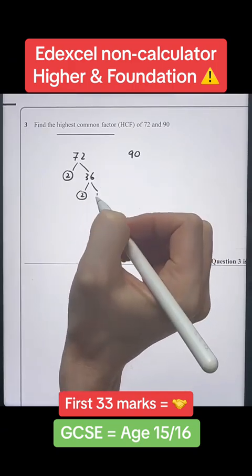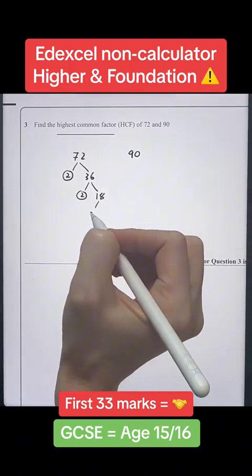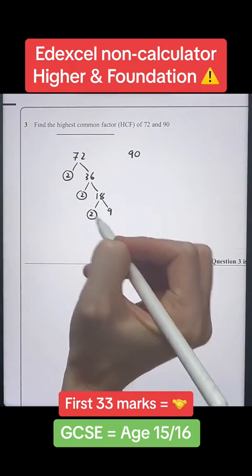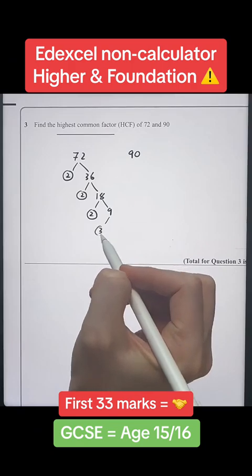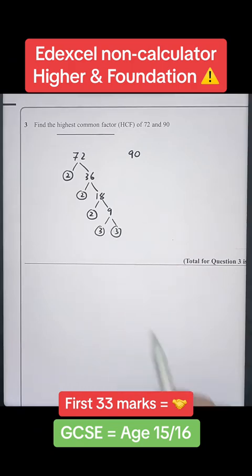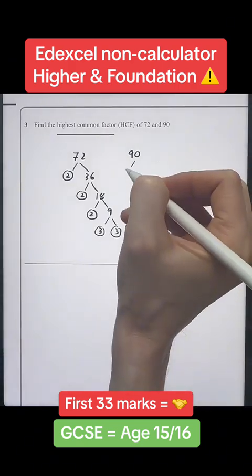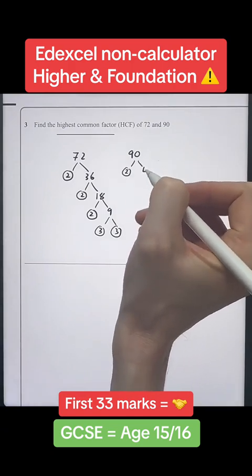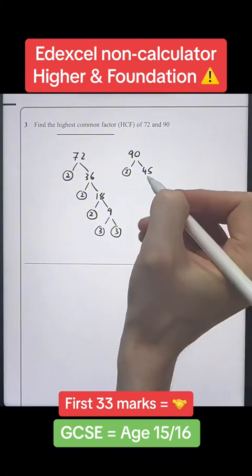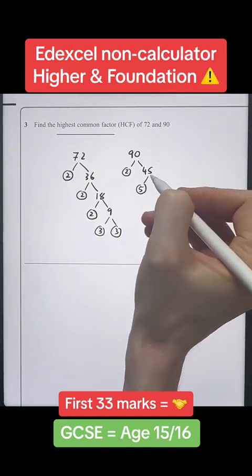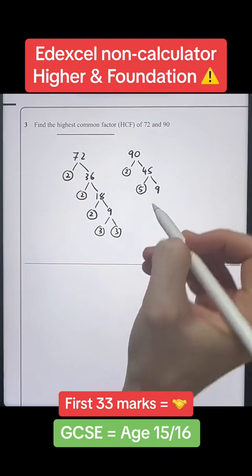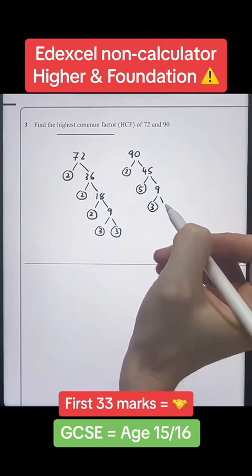2 divided into 36, 18 times. Again, it's even. 2 divided into 18, 9 times. And we know 9 is 3 and 3. And 3 is prime, so we put a ring around each of them. Repeating this for 90, well, again, it's even, so I know 2 divided into 90, 45 times. As it ends in 5, I know 5 is a factor, and 5 is prime, so put a ring around it. 5 divided into 45, 9 times, and again, 9 is 3 and 3, and each of those are prime.